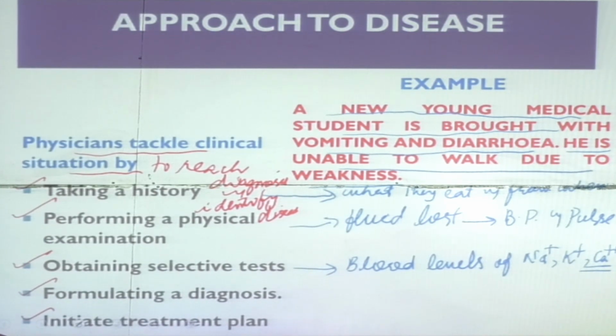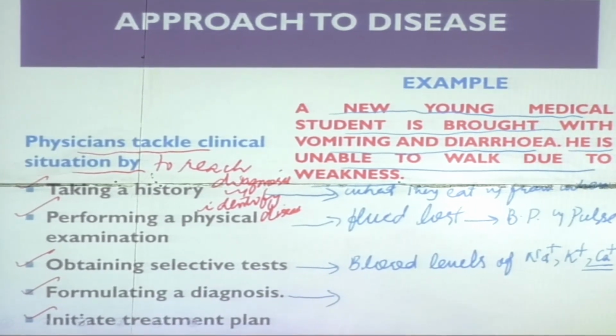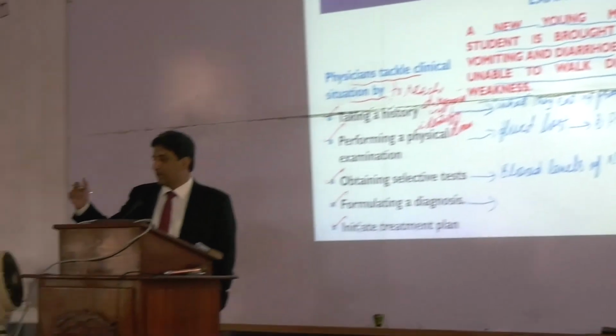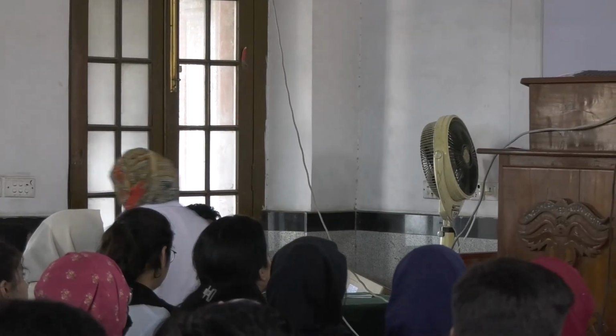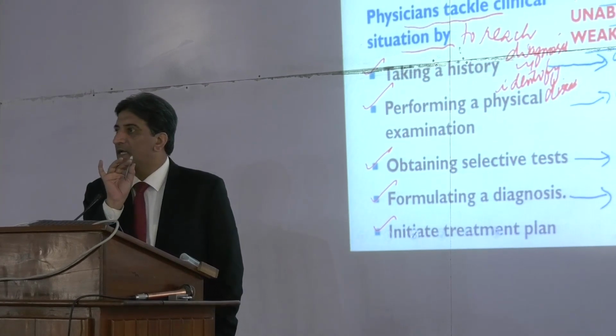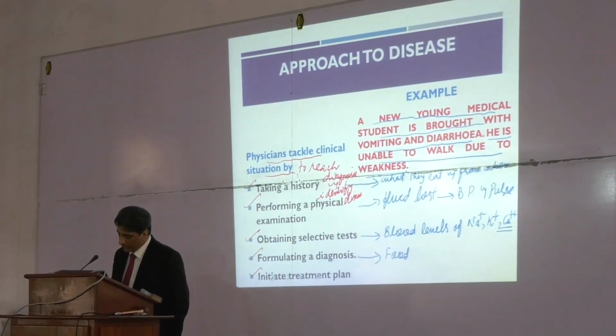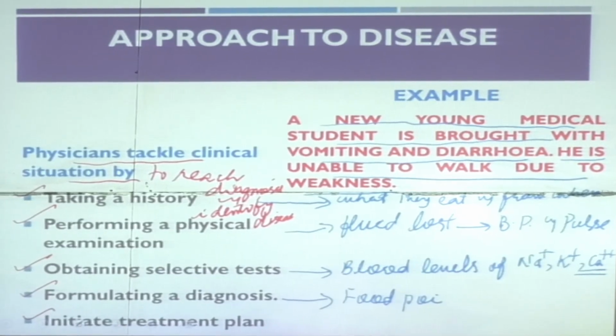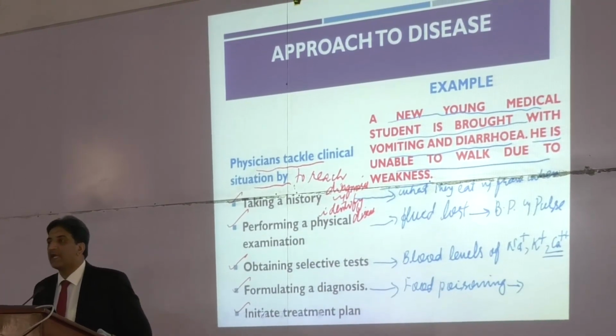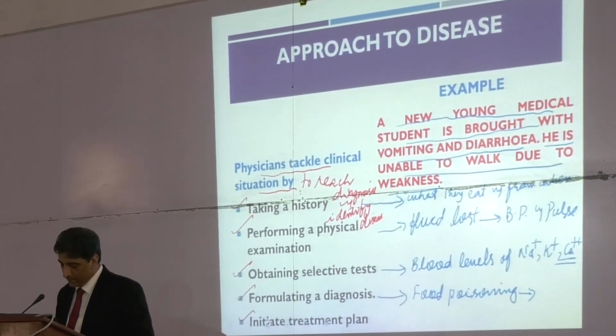Then, how will you formulate your diagnosis? I think the patient could be suffering from diarrhea-related problems such as cholera or food poisoning. Food poisoning. So, your diagnosis on the basis of vomiting and diarrhea is that your patient is having food poisoning. And in medical terms, we label it as gastroenteritis.